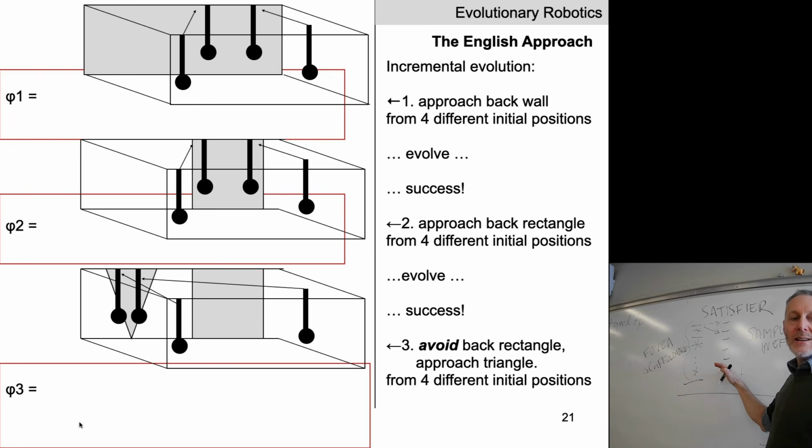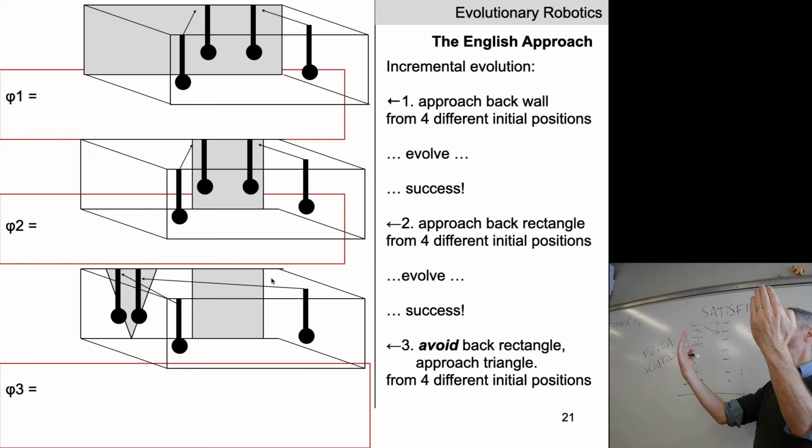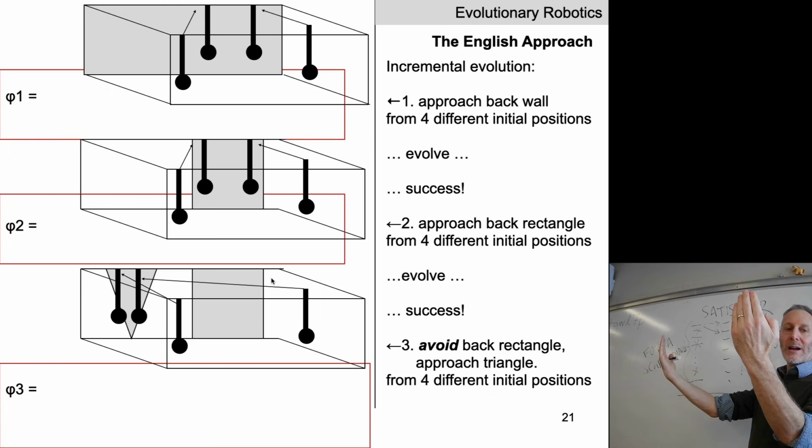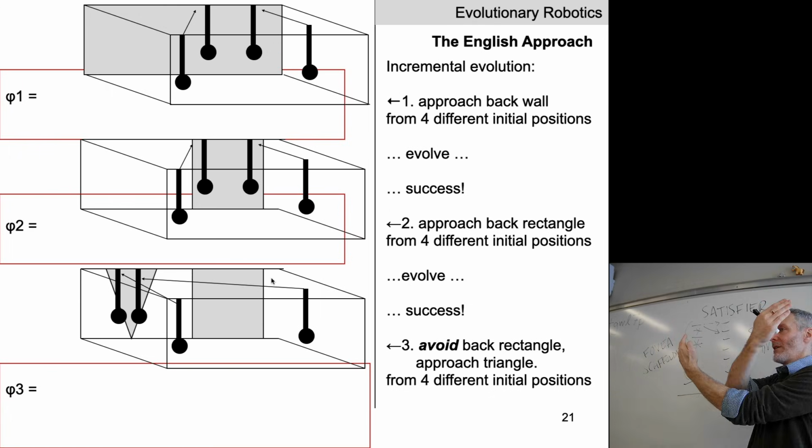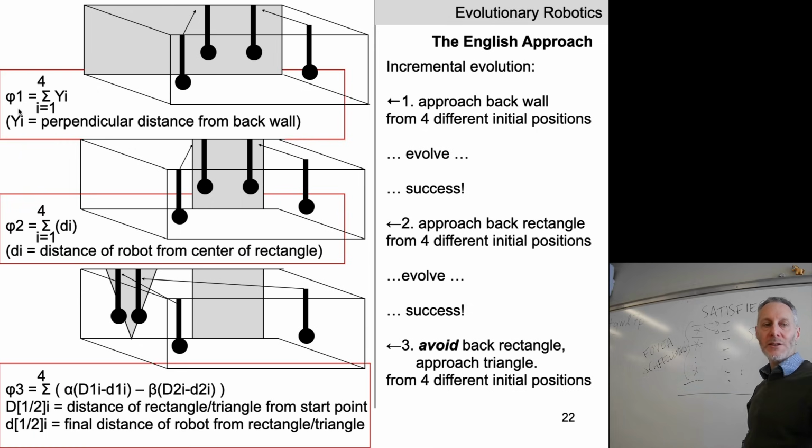Once it evolves to do that, now they're going to put a triangle and a rectangle underneath the back of the table. They might put the triangle on the left and the rectangle on the right, or the rectangle on the left and the triangle on the right. And the robot should go away from the back rectangle and approach the triangle. Okay, let's have a look at the fitness functions. The first one evolves to maximize distance from the back wall.